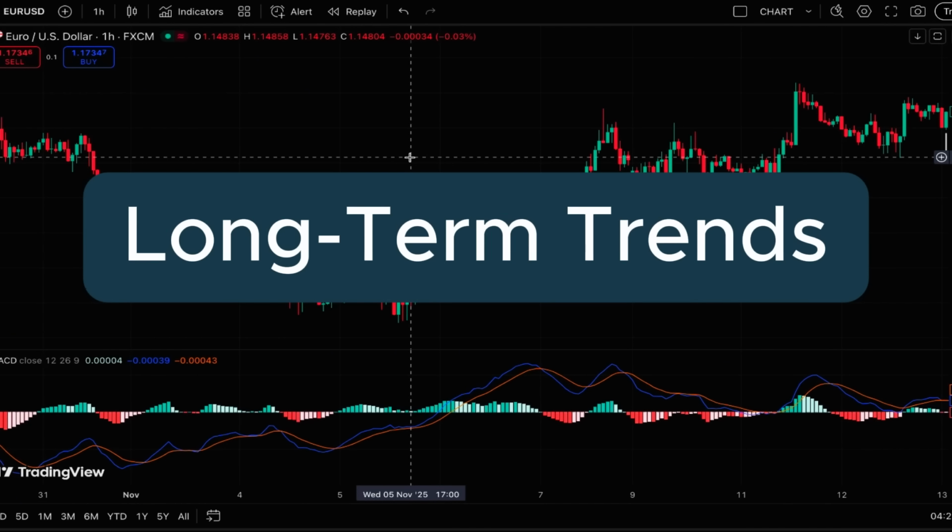Alright, let's begin with the long-term trend of the market. I will teach you settings that help you with trend identification in a longer-term perspective, so you can identify the long-term trend of the market regardless of all the pullbacks and short-term fluctuations that are happening in the market.